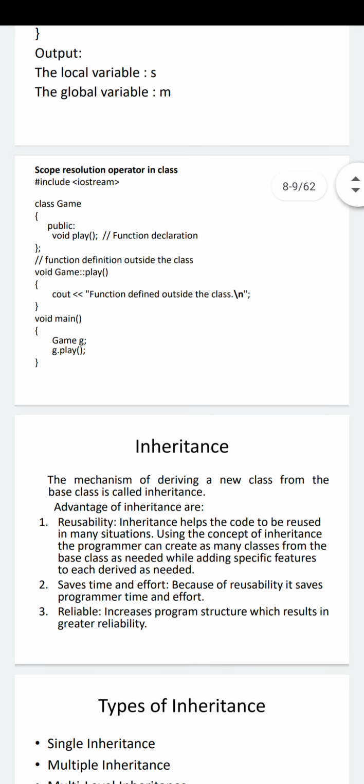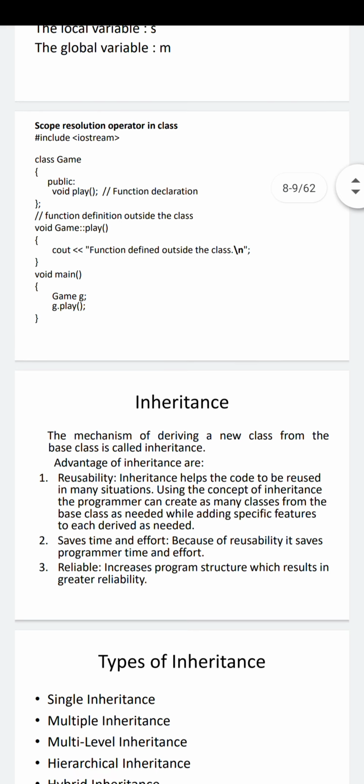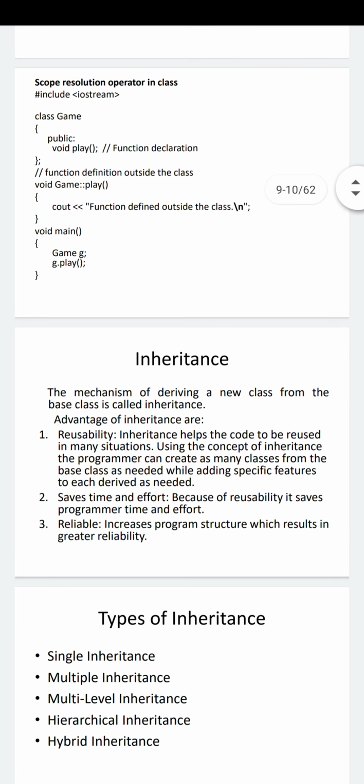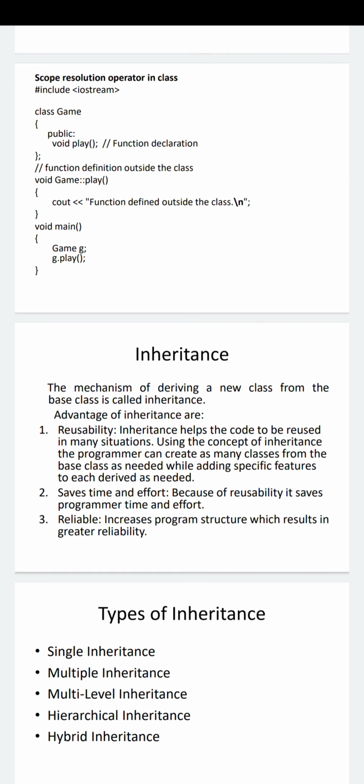Now it means we can define this function outside the class, and for that the syntax is void, that is the return type, then game, which is the name of the class, then scope resolution operator, then the function name, and then the arguments list, if any. And inside this definition we have written simply cout function defined outside the class.